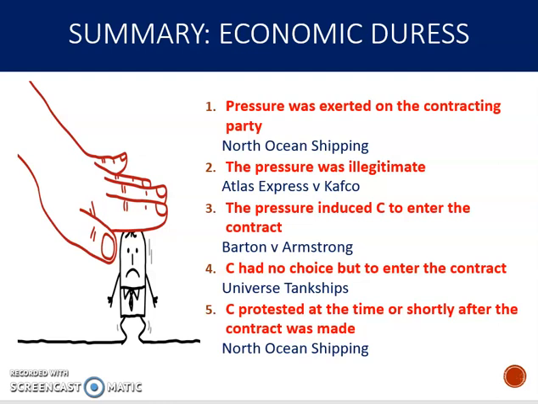So yes, Aminah has agreed to pay the £150, but that consent to pay it wasn't really freely given. Now, in order to prove economic duress and make her contract voidable, Aminah needs to show these 5 things. So these are the 5 rules, and we'll just quickly recap them here. So firstly, she has to prove that pressure was exerted on her. Secondly, the pressure was illegitimate. Thirdly, the pressure induced her to enter the contract. Fourthly, she had no choice but to enter the contract. And finally, she protested at the time or shortly after the contract was made.